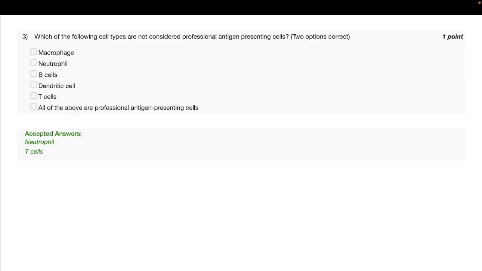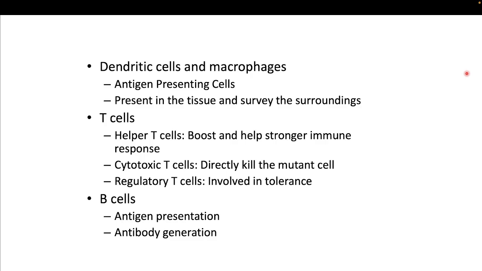Alright, let's look at the answer. So, whoever answered first was correct. The correct answer is neutrophils and T cells. So, as I said, please read the questions carefully. We have to select which of these cells are not antigen presenting cells. So, we have talked about this in the previous lectures as well, right?